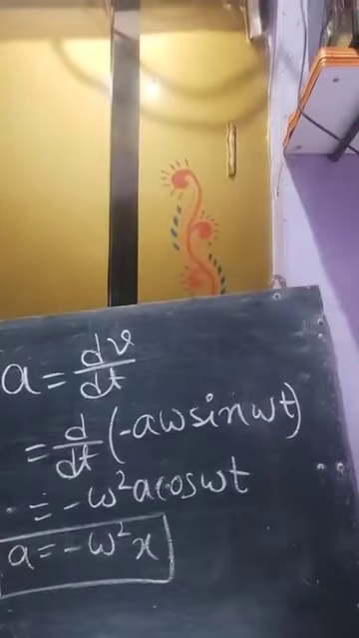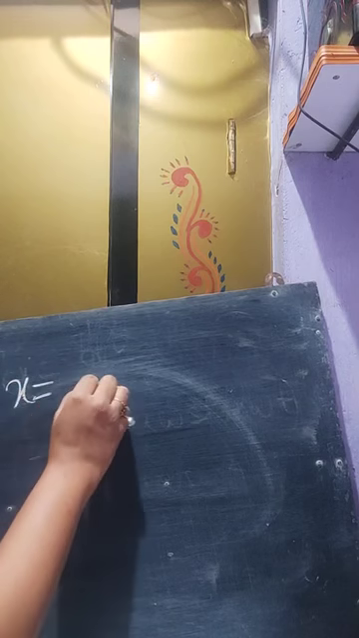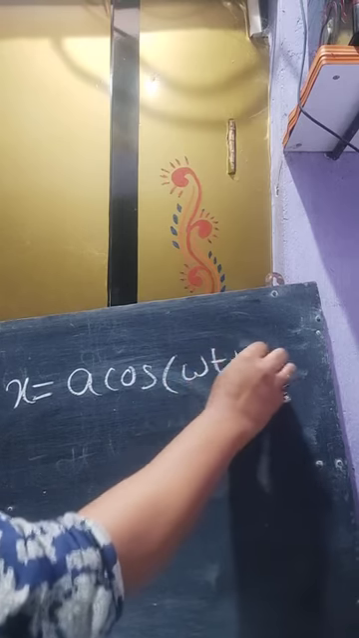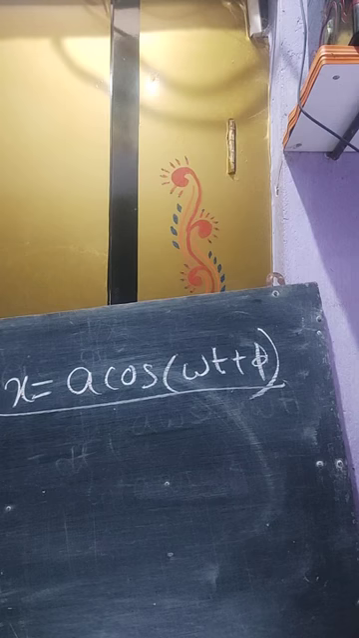So what will be the general representation of SHM? The general representation of SHM, if we consider the phase, becomes x equals A cos(omega t plus phi). What is phi? Phi is the initial phase.